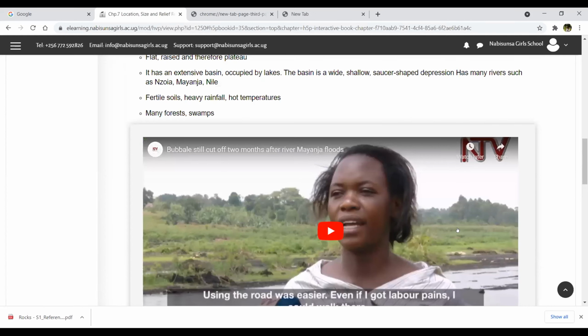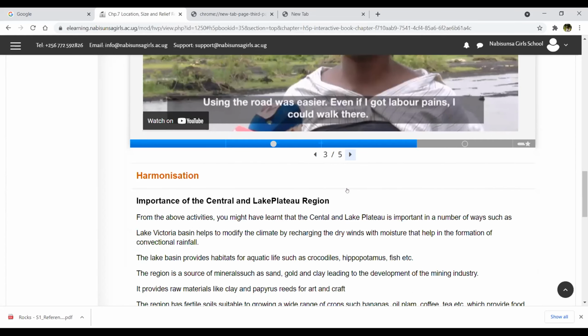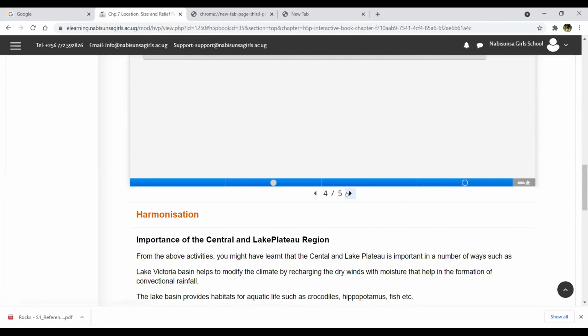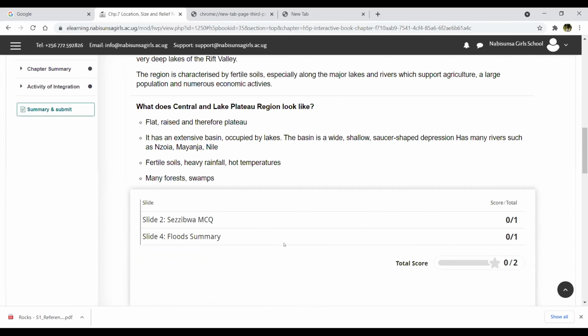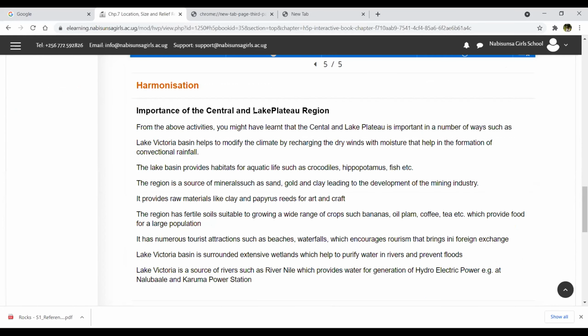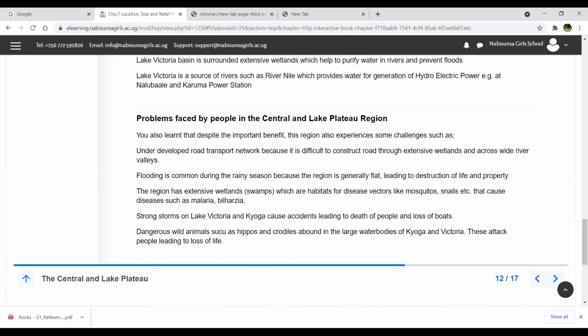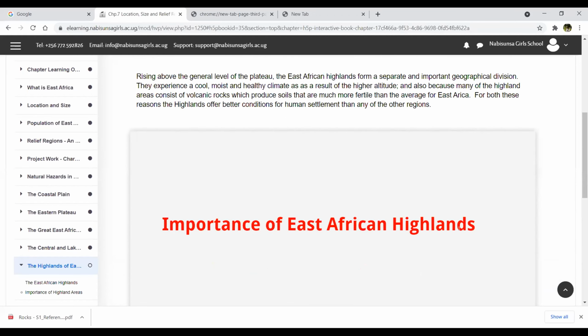So we go like that. So different slides. These are like slides, like the PowerPoints with a question, like that. Then it gives you a summary. Then importance. Now, after an activity, we harmonize. What have you learned from it? So here is the material, problems of people living in the Central and Lake Plateau. We discussed this during the lesson. Now what I've done is to put together what we discussed and put it in one container for self-learning, for revision purposes. We go to importance of East African highlands.